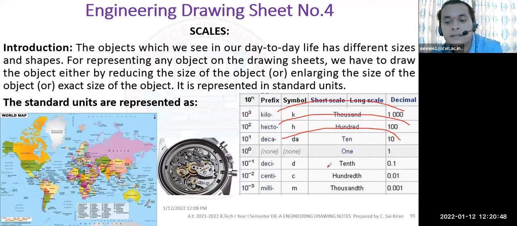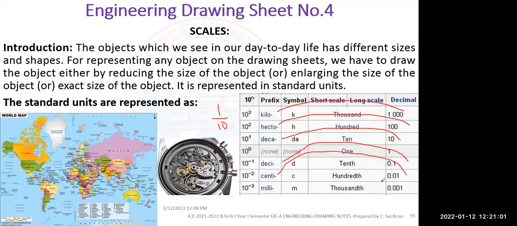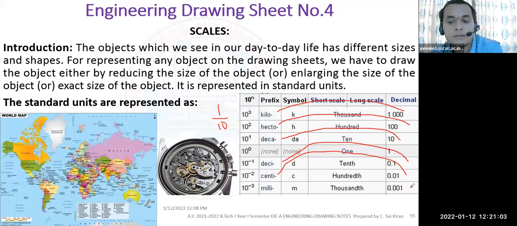Similarly, if I want to make 1 by 10th, it is called deci. 0.1 is deci, 0.01 is centi, and 0.001 is milli, which is nothing but 1 by 1000.